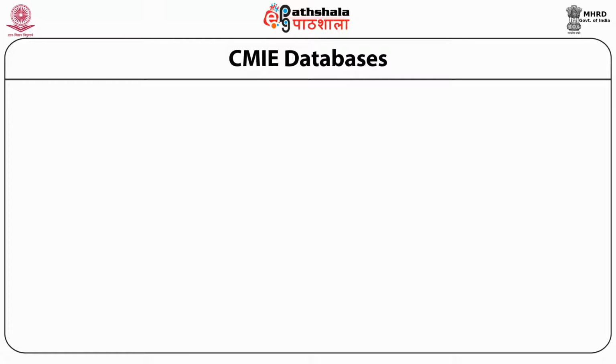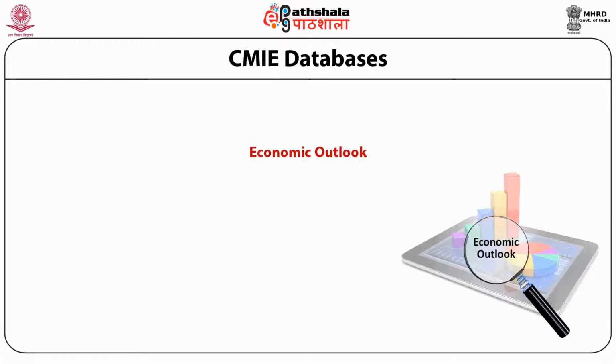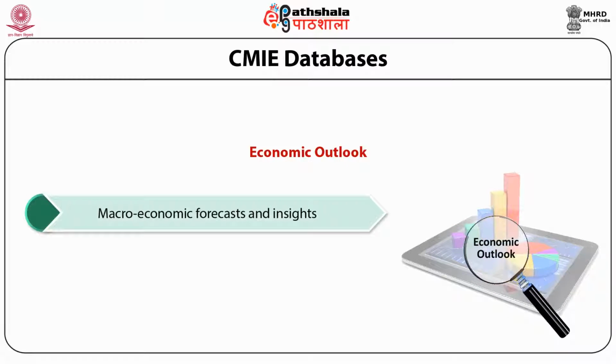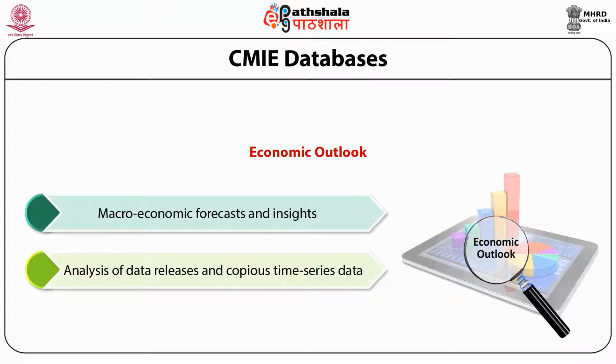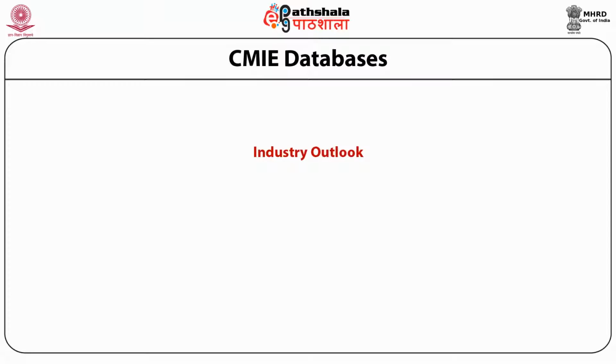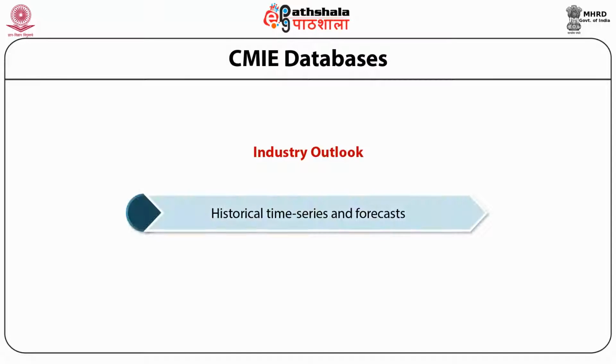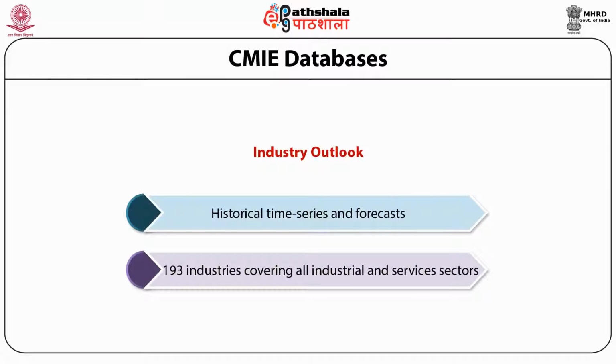CMIE databases. CMIE, as stated earlier, brings out several databases. Some of the important databases are as follows. Economic Outlook. Economic Outlook consists of macroeconomic forecasts and insights. It is analysis of data release and copious time series data. Industry Outlook. Industry Outlook provides a historical time series and forecast. It covers 193 industries covering all services sectors.